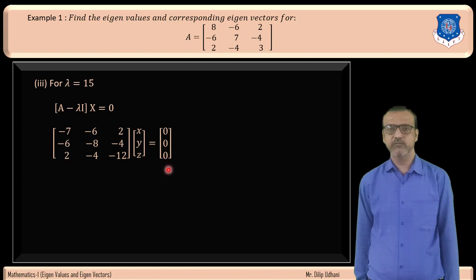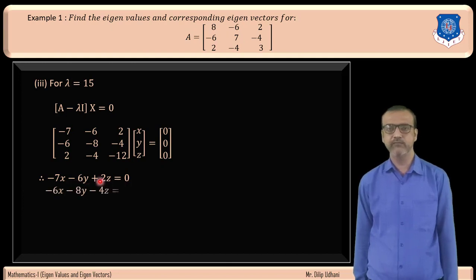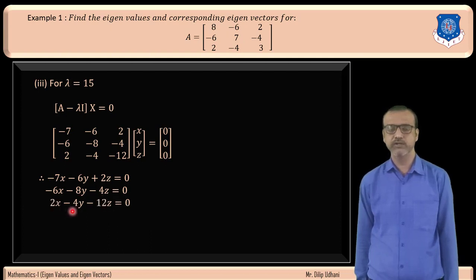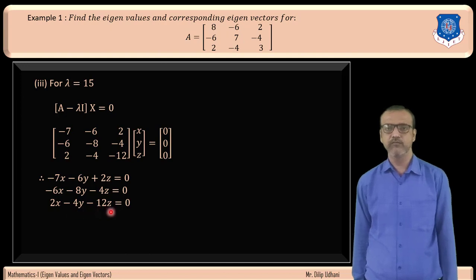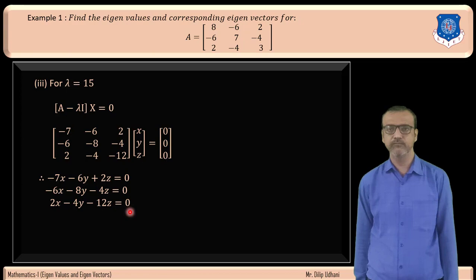Now we will write down the system of equations. The first equation is minus 7x minus 6y plus 2z equals 0. The second equation is minus 6x minus 8y minus 4z equals 0. And the third equation is 2x minus 4y minus 12z equals 0. Now we will solve this system of homogeneous linear equations.